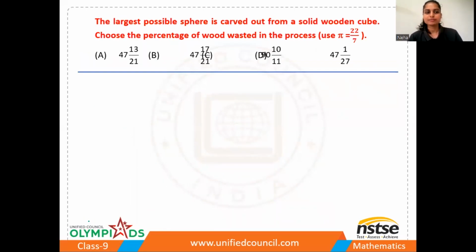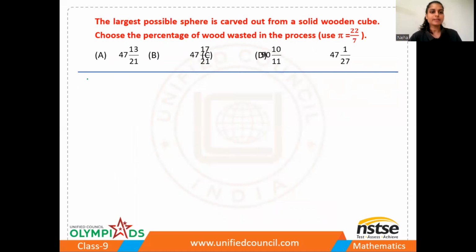Let's move to the next question. So, my dear student, this is the next question. The next question is saying that the largest possible sphere is carved out from a solid wooden cube. Choose the percentage of wood wasted in the process.